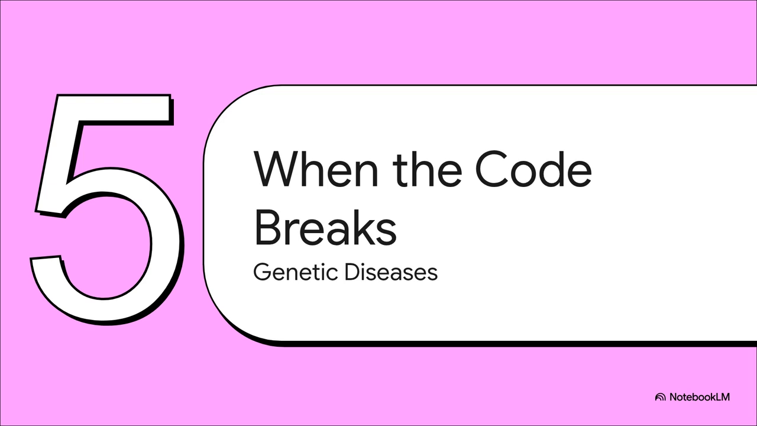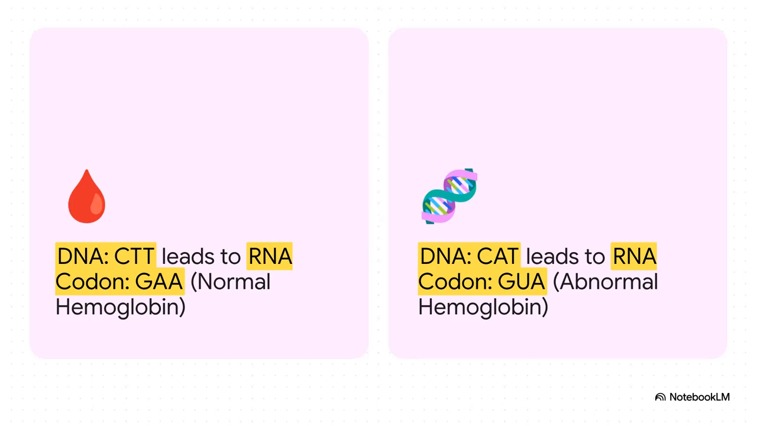But what happens when there's a typo in the blueprint? What happens when the code breaks? Let's look at a real-world and very serious example: sickle cell anemia. The cause is a shockingly small error. In the DNA blueprint for hemoglobin, that's the protein that carries oxygen in your blood, a single letter T is accidentally switched to an A. Just one swap. That's it. This changes the RNA codon from GAA to GUA, a tiny one-letter typo.